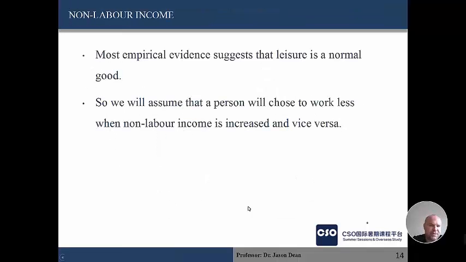Most empirical studies suggest that leisure is a normal good. It makes more sense. And so for the remaining lecture, we will make that assumption. We're only going to assume that leisure is a normal good. So whenever there's a change in income, we're going to assume the person is going to work less and take more leisure.